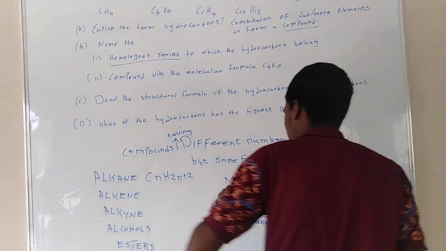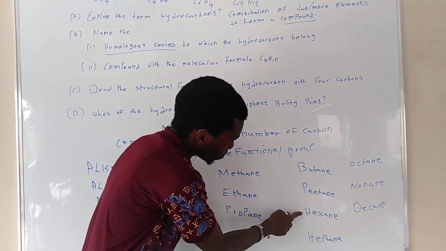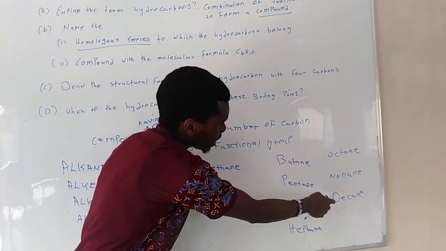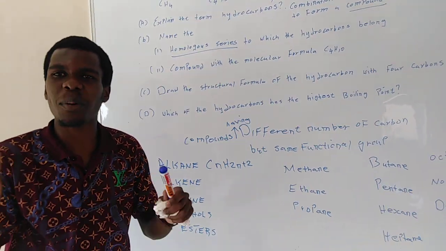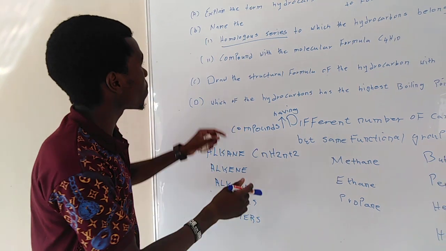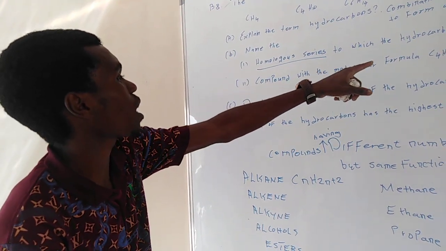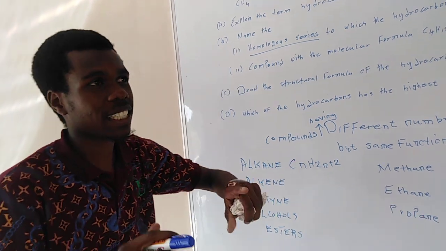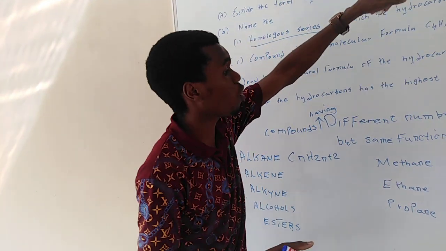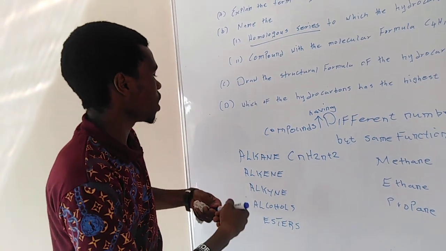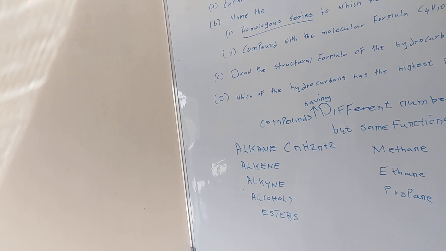It's very much simple. The first 3 are male. Betty, Peter, Healthy, Helen on 9th December. As simple as that. Now, the question is asking for the homologous series to which the hydrocarbons belong. All these belong to the group of the alkanes. So here the answer is the alkanes.